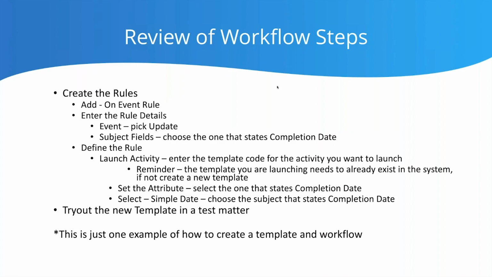And then you can create rules. As for our example, I picked an on-event rule. You can enter the rule details. And again, for this example, for the event, I picked update subject field. Look for the one that states completion date. That's my best advice for you there. Define the rule. In our case, we picked launch activity. Enter the template code for the activity you want to launch. And again, a reminder, the template you are launching needs to already exist in the system. If not, you need to create it. Set the attribute. Again, look for the one for the completion date. The same with a simple date. Choose a subject that has completion date.